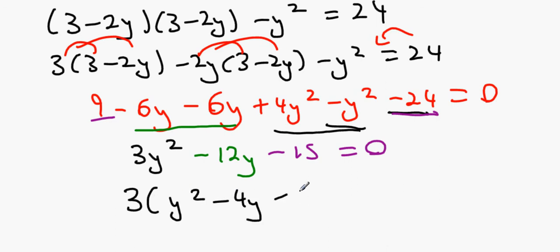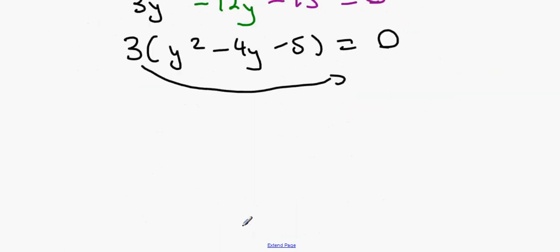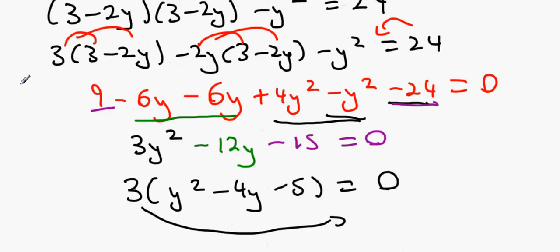I'm going to bring the 3 over to your side and it's going to become division. Okay. So when it comes to division, what we're going to be left with is y squared minus 4y minus 5 equals 0 over 3. So we can say y squared minus 4y minus 5 equals 0. Now, as I said, you could do the minus b formula as a equals 3, b equals minus 12, and c equals minus 15. You'll get the answers out quite easily, but it just takes that bit longer.